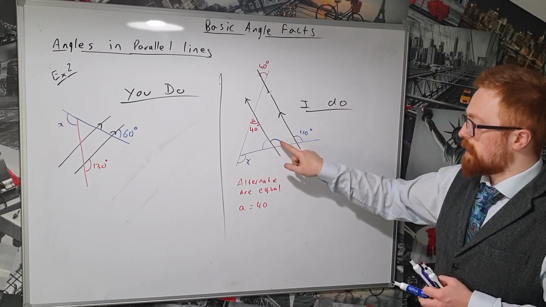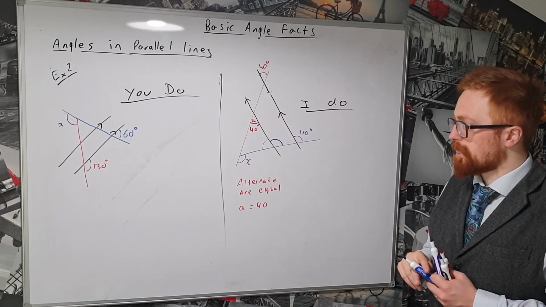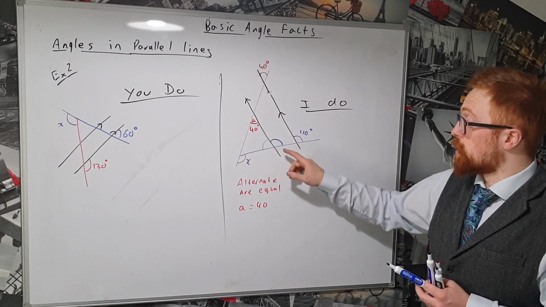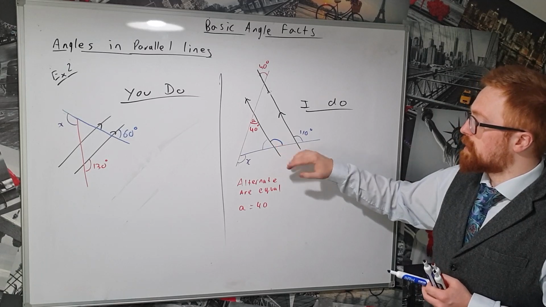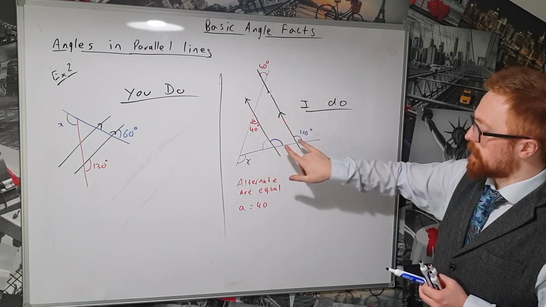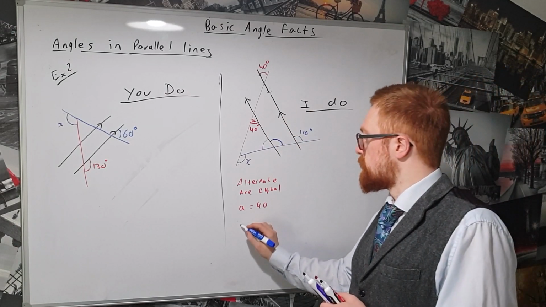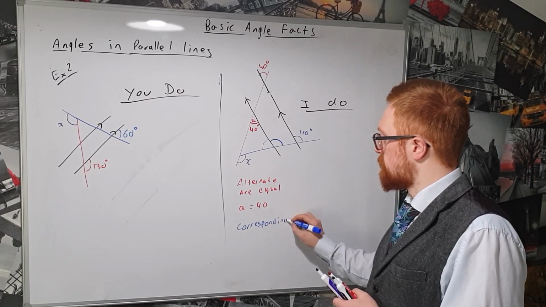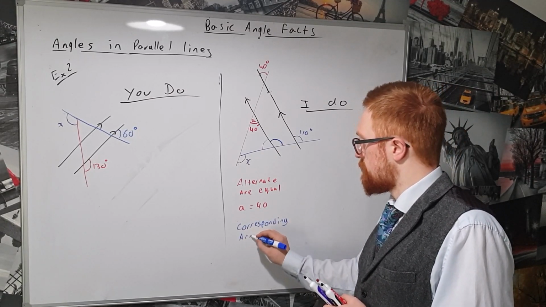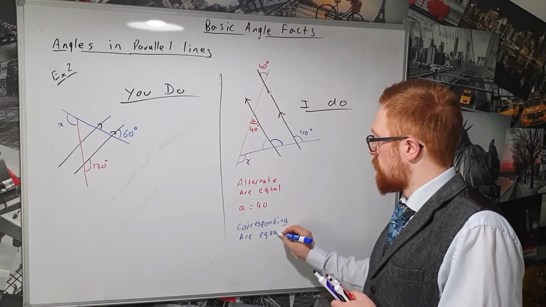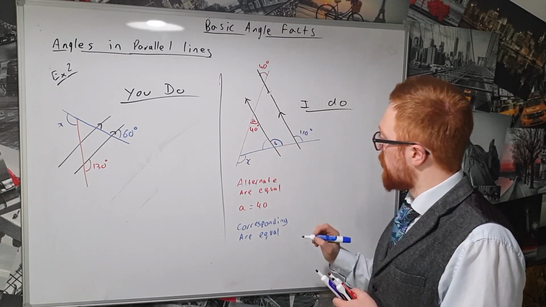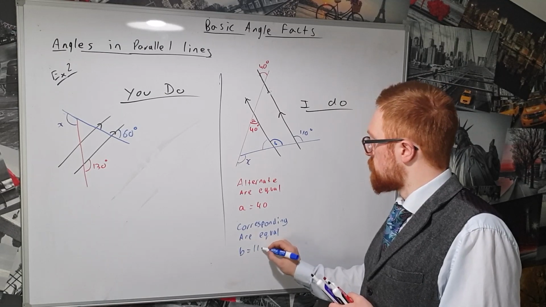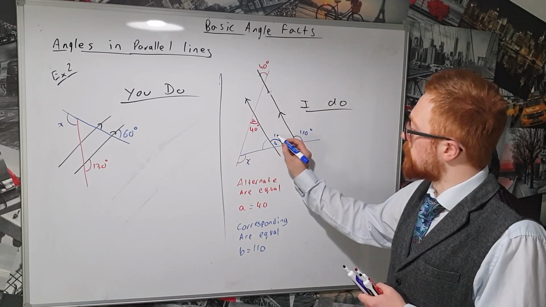Now how do I work out what that value is? Good, it's 110 degrees because these are corresponding angles. They're both on the same side of the transversal. So corresponding angles are equal. So again, it might make sense just to label that B. So I know that B is equal to 110 degrees.